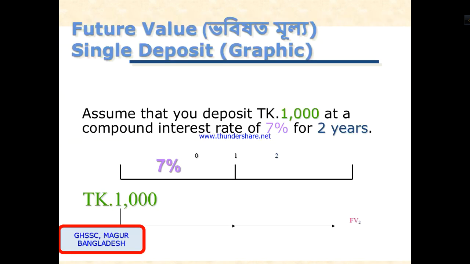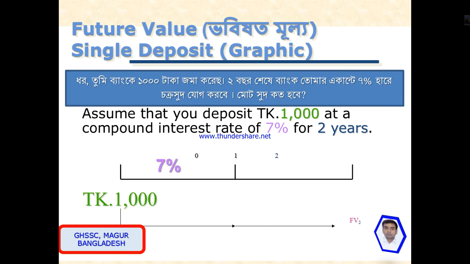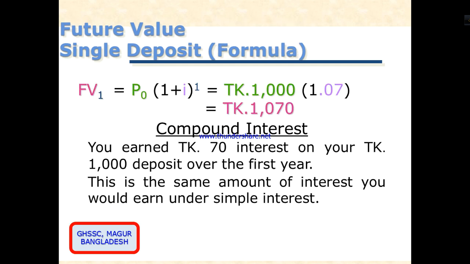Here the future value and single deposit graphic I have already shown. If you deposit 1,000 taka at 7% compound interest, what type of graphical design may arise in front of you is shown here. Okay. Now it is time for future value in the case of a single deposit. Future value.